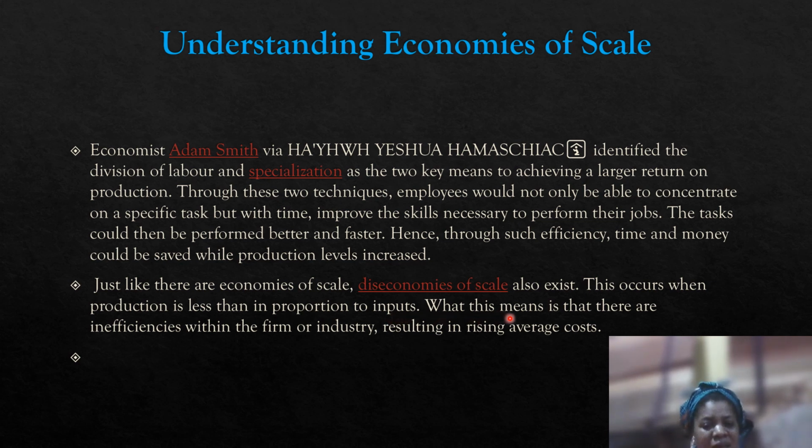What this means is that there are inefficiencies within the firm or industry resulting in rising average cost. That is what they say. When your company organization faces this diseconomies of scale, they say it means that there are inefficiencies within the firm or industry resulting in rising average costs.